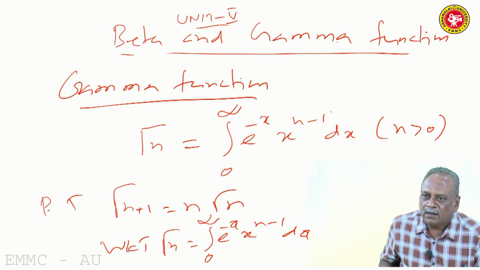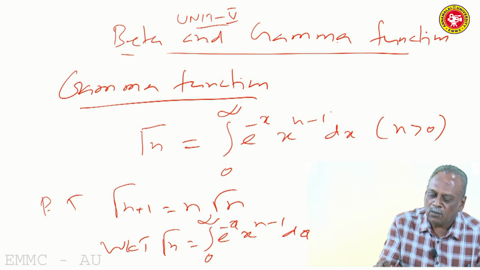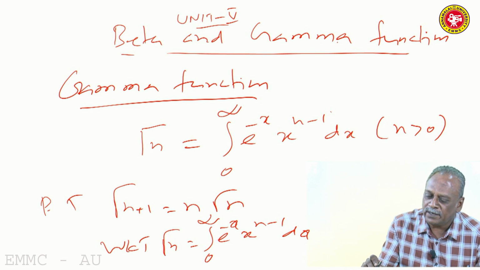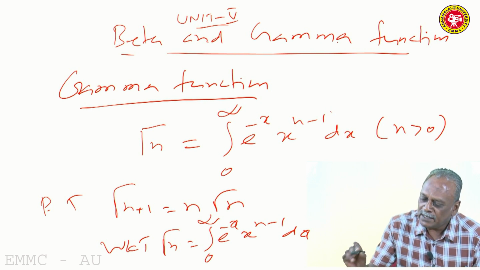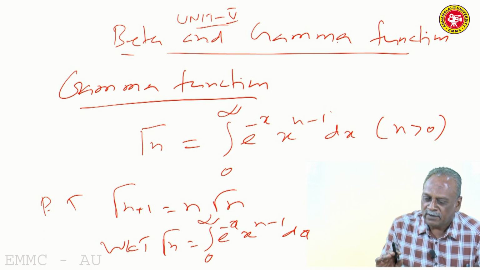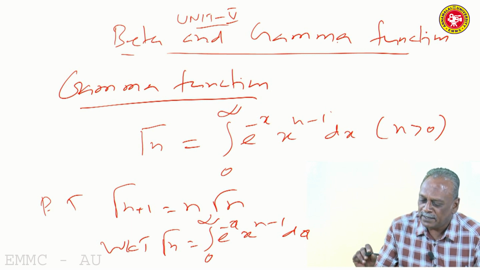Gamma function: we define gamma n equal to integral 0 to infinity e power minus x, x power n minus 1 dx, where n is greater than 0.